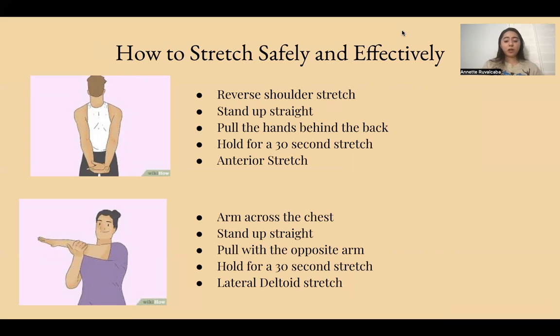The next stretch would be the arm across the chest. That's another effective way to stretch our deltoids. And what we want to do is have our arm come across to where we want our other arm to pull as much as we can. And once we feel a stretch from our deltoid, we will hold that stretch for 30 seconds. And that is working the lateral deltoid.